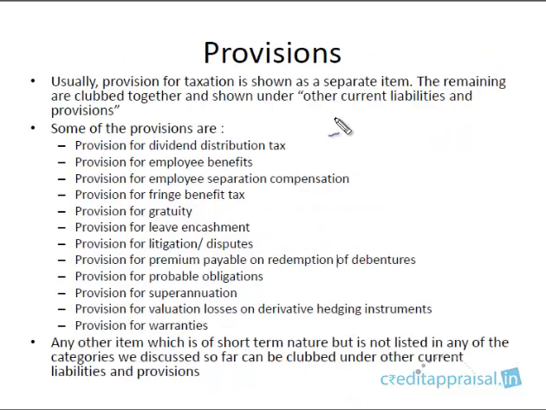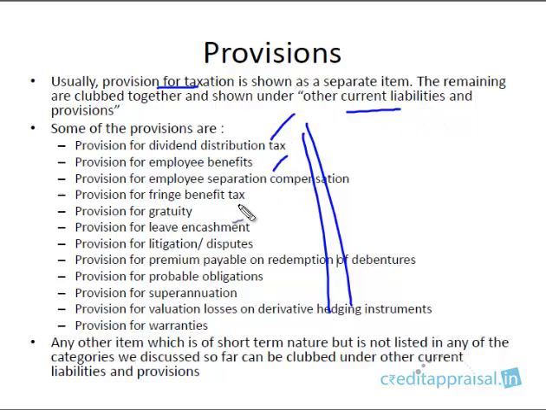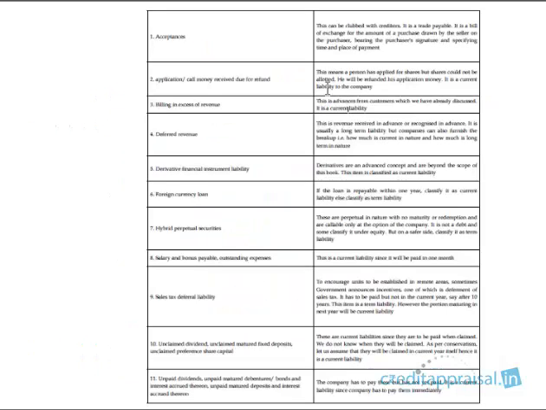Among all these provisions, the most important is provision for taxation, which you're going to show separately. The remaining provisions you're going to club and show under a single item called other current liabilities and provisions. These are the various provisions you can come across, all short term in nature. You're going to classify them as other current liabilities: provision for dividend distribution tax, employee benefits, gratuity, leave encashment, valuation loss, warranties, any provision. It's a current liability.